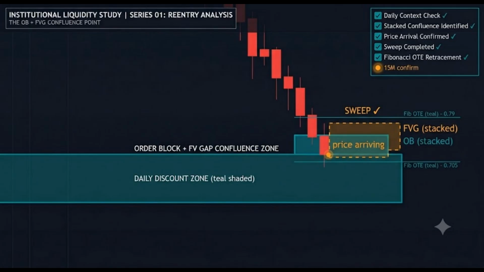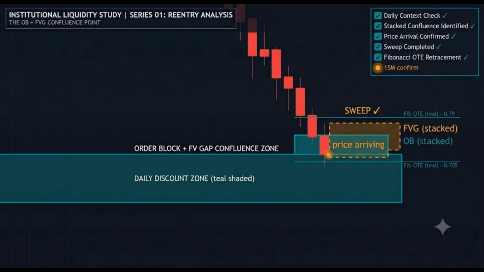This is a Euro-USD 4H chart. Daily bias is bullish. Price is in discount. We have a 4H order block with an overlapping fair value gap, sitting inside the 61.8 to 79% OTE band. The minor liquidity sweep above this zone fired 2 candles ago. Every box on the top-down checklist is ticked, except one, the 15-minute confirmation.